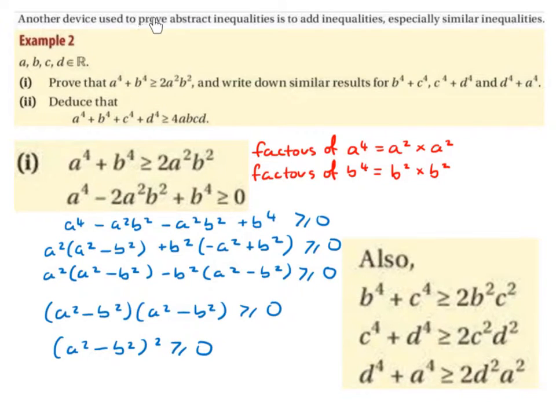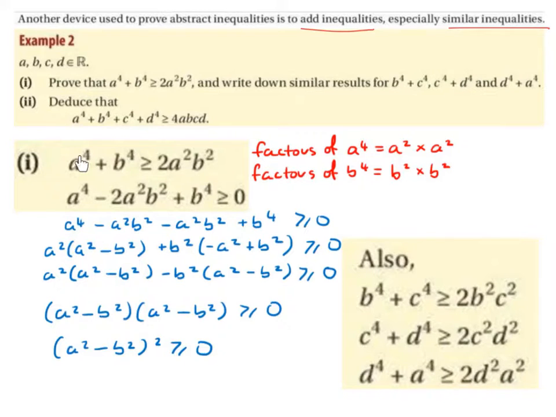Another device used to prove abstract inequalities is to add inequalities, especially similar inequalities. So a, b, c, and d are elements of the real number set. Number 1, prove that a to the power of 4 plus b to the power of 4 is greater or equal to 2a squared b squared, and write down similar results for b to the power of 4 plus c to the power of 4, c to the power of 4 plus d to the power of 4, and d to the power of 4 plus a to the power of 4.